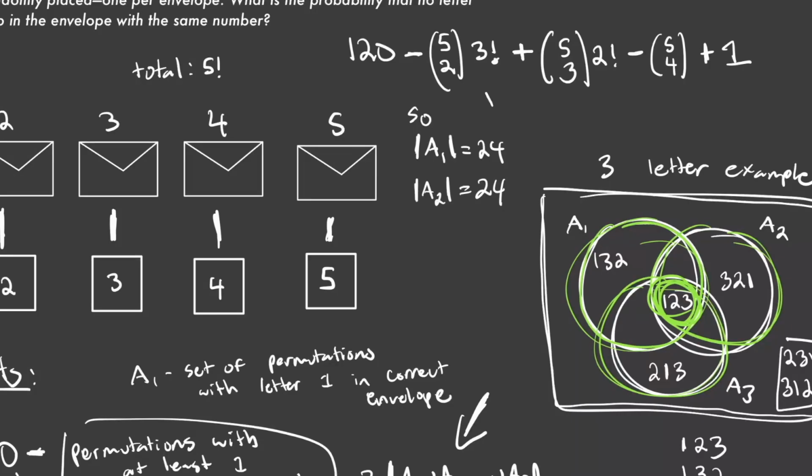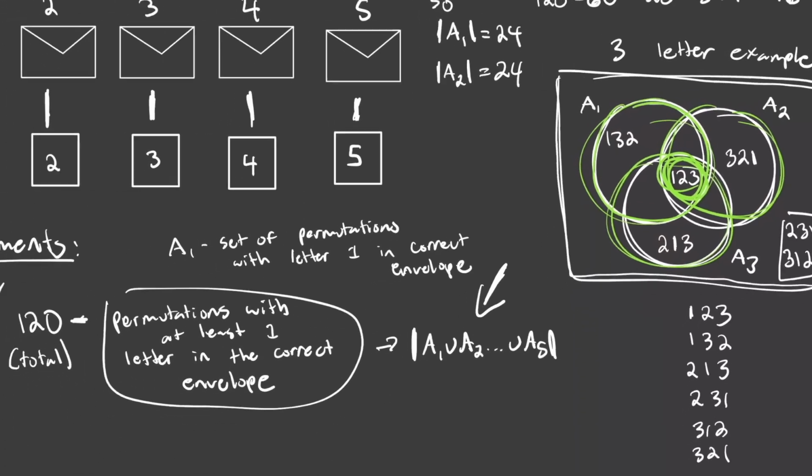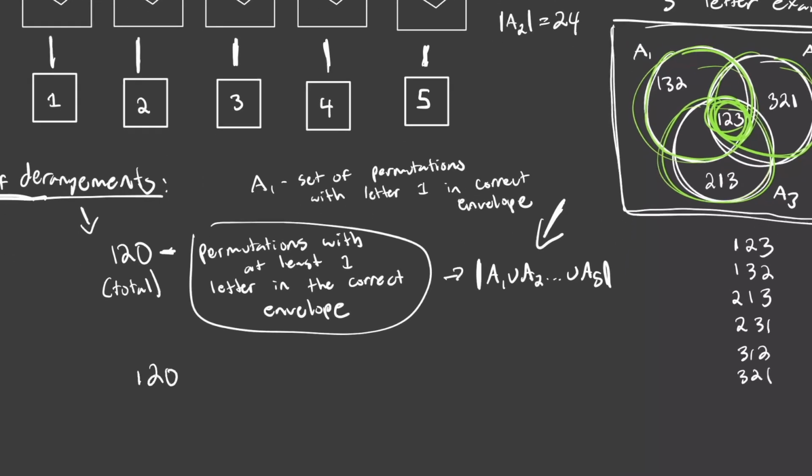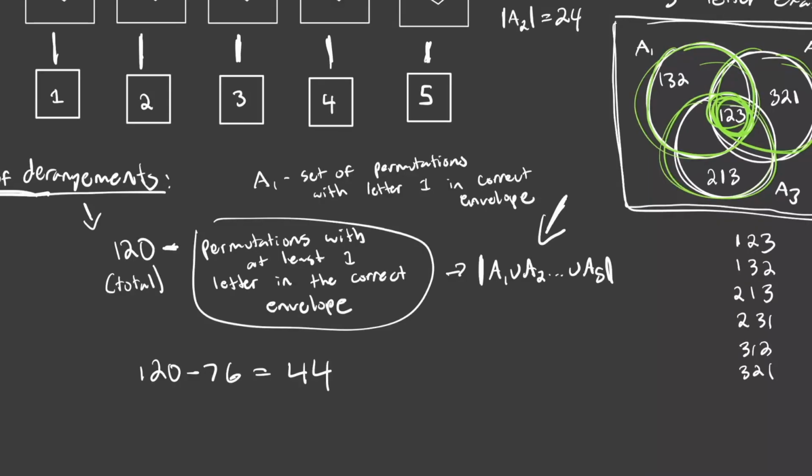So when we actually work this all out, 5 choose 2 is 10, and 5 choose 3 is also 10. So this is going to be 120 minus 60 plus 20 minus 5 plus 1, and that's going to end up equaling 76. So 76 is the magnitude of this, but remember we need to subtract it from the total to get our number of derangements. So let's take 120 and subtract 76, and that's going to give us 44 total derangements. Therefore, our probability is just going to be the number of derangements, 44, over the total number of permutations, 120, and this simplifies down to 11 on 30, which gives us our final answer.